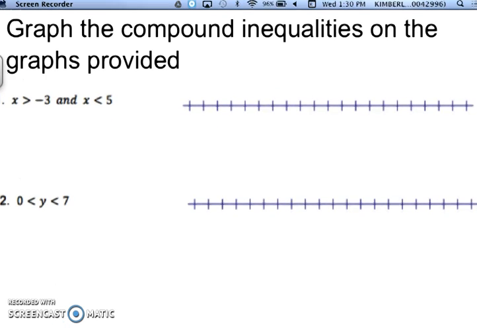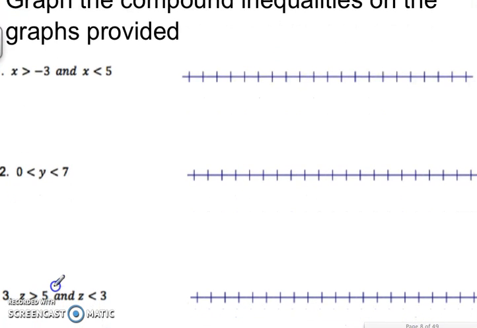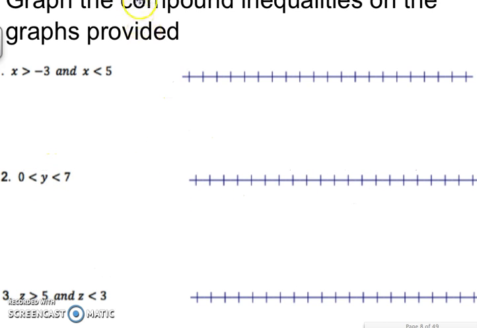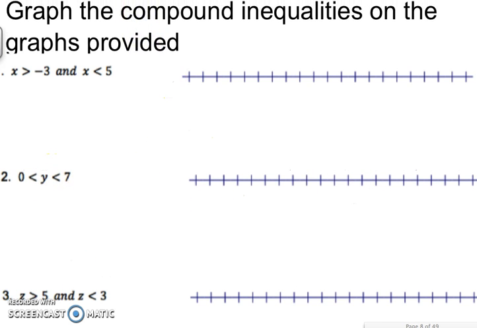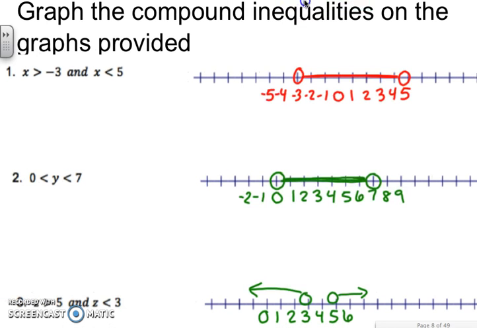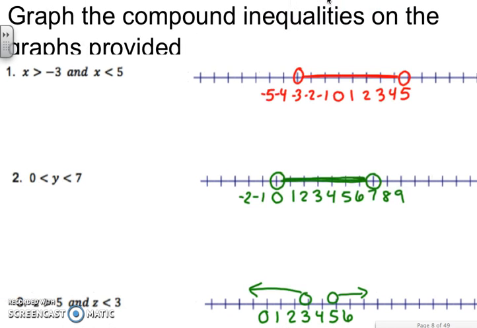You are going to have to draw your own little numbers, but go ahead and do that and press pause, and then we'll go over the answer. So here is what I got for these problems.